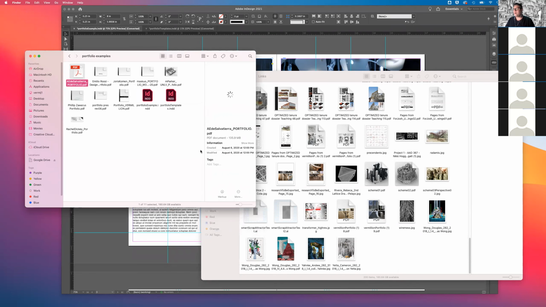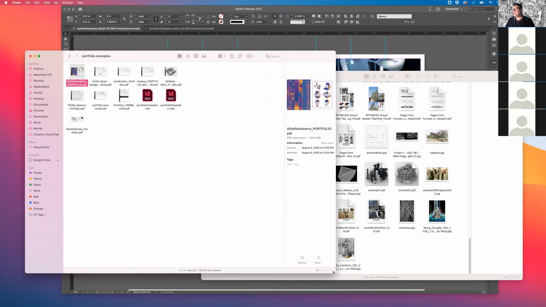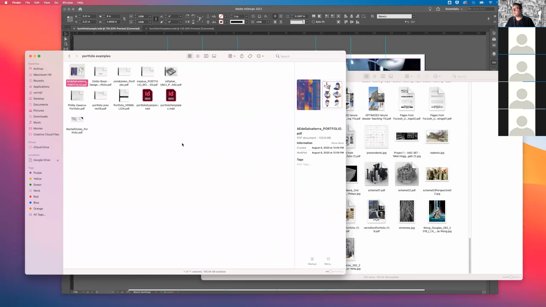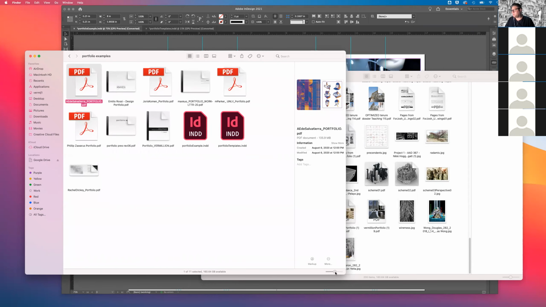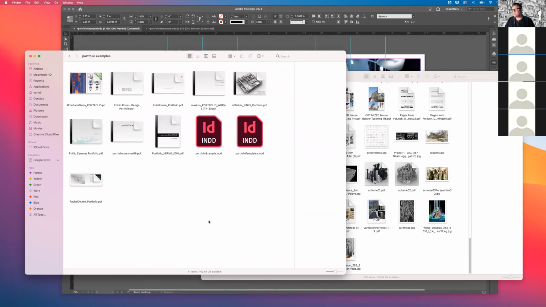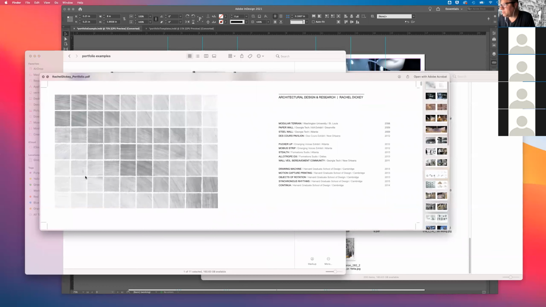Let's see here. So here are some portfolio examples. Some of these are better than others, and we can talk about the pros and cons, the strengths and weaknesses of each one. And maybe I'll start here at the bottom.